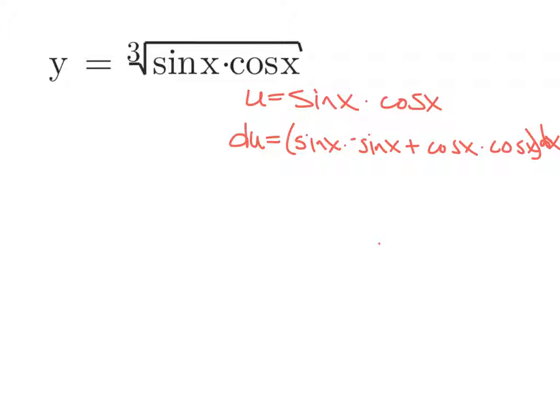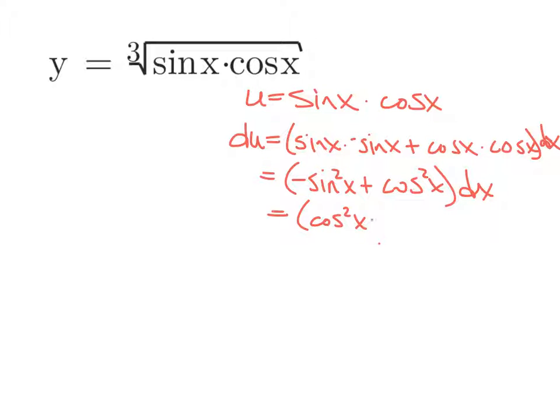I should probably clean this up a little bit. Since I have sine times negative sine, that'd be negative sine squared. Plus cosine times cosine is cosine squared, with my dx at the end. And we could switch the order of addition there and just call it cosine squared minus sine squared times dx. Then, this is what we'll use for our U-substitution.